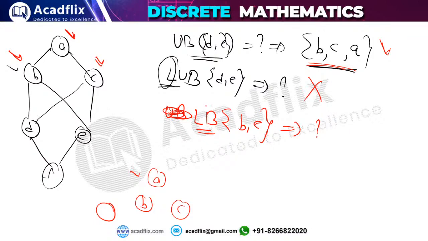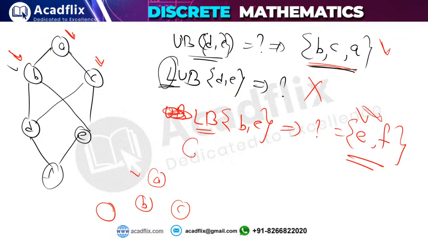Let's see the lower bound of B comma E. The lower bound of B comma E will have E, because E is related to both B comma E. Now F will be there too. So the lower bound will be E comma F. Remember, D will not be in the lower bound because D is not related to E. So the answer will be E comma F.